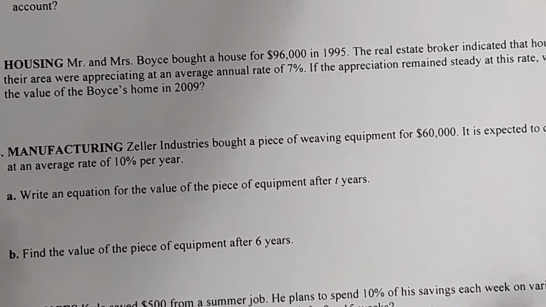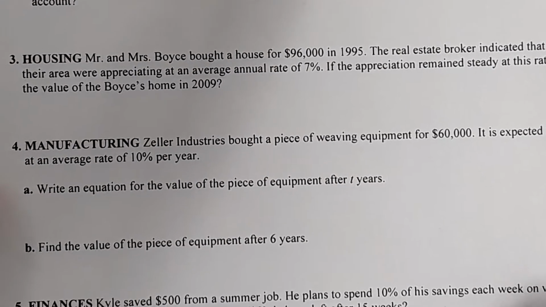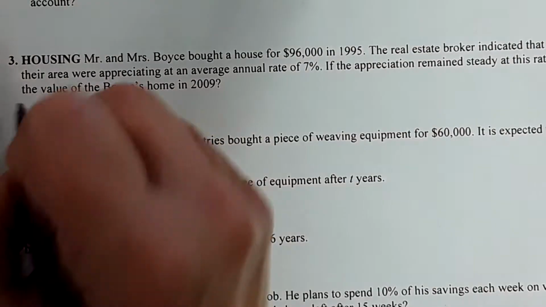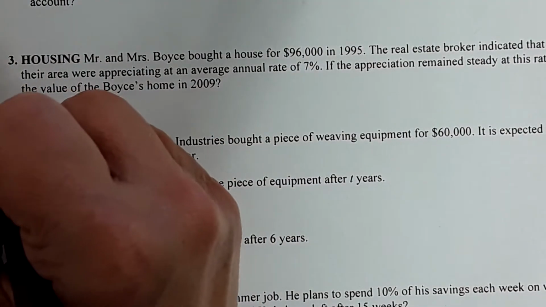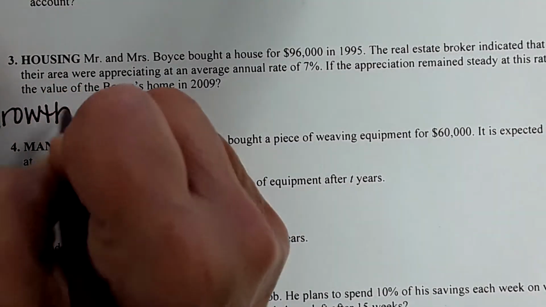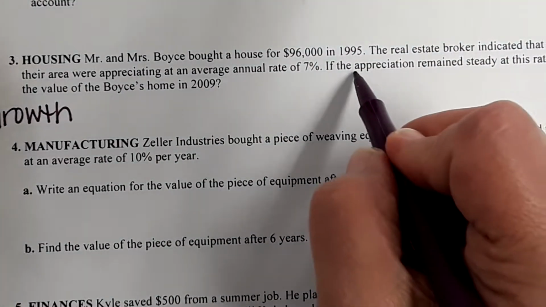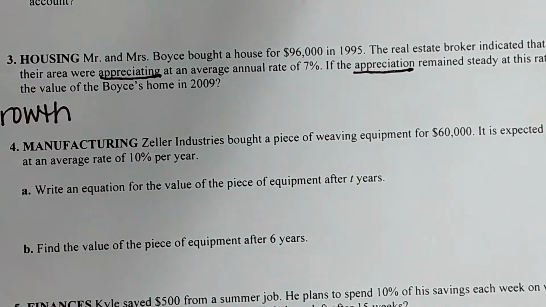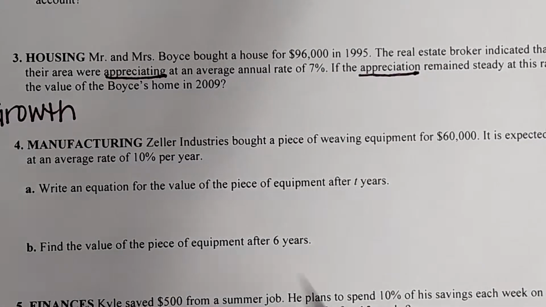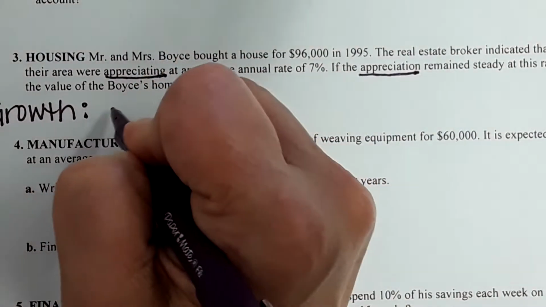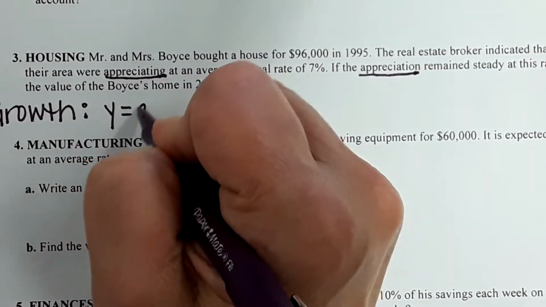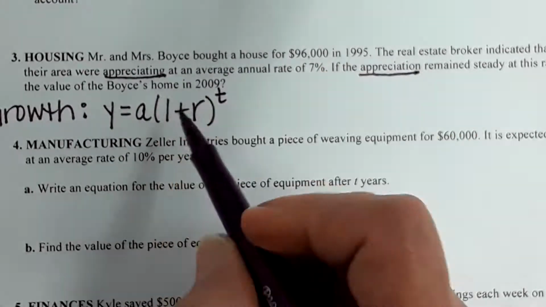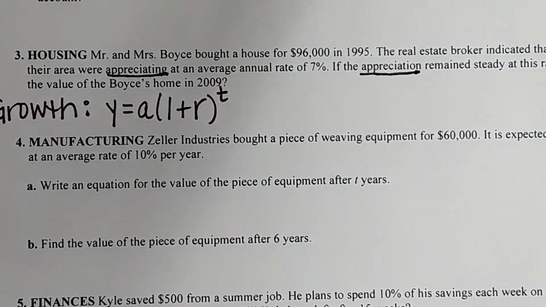So the first thing I'm going to ask you is, is it growth or decay or compound interest? It is growth. And how do we know it's growth? So the word appreciation, appreciating, that's growth. That right there is an indication it's growth. Okay, so growth, y equals a(1 plus r)^t. Remember, you guys, with growth, you're always going to add.